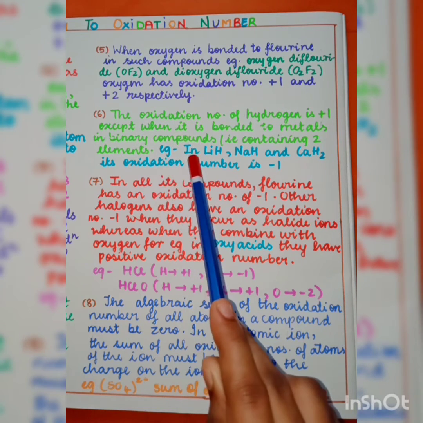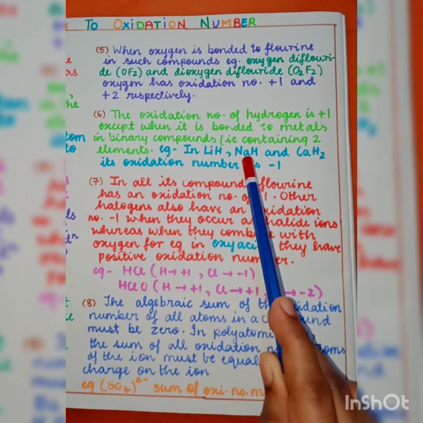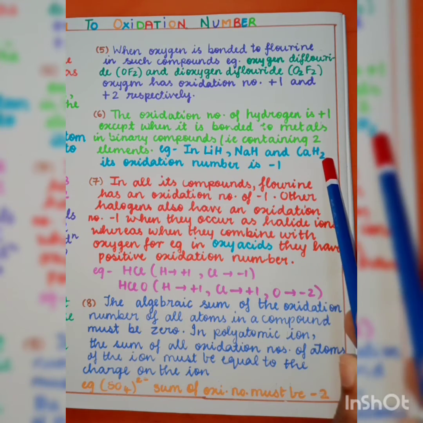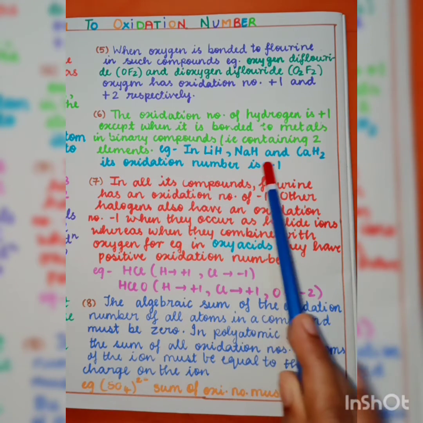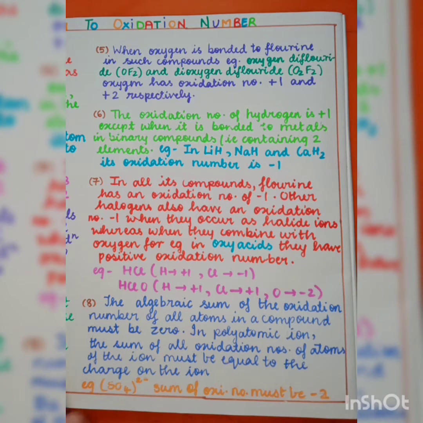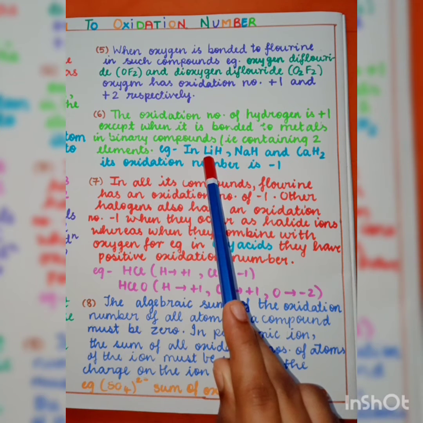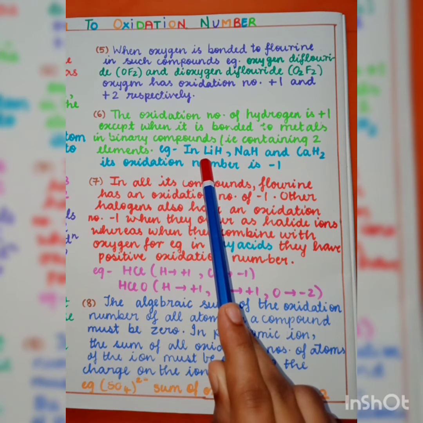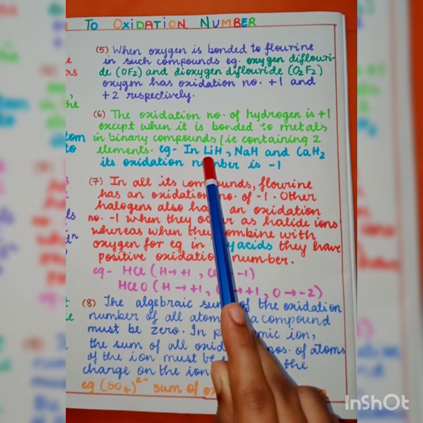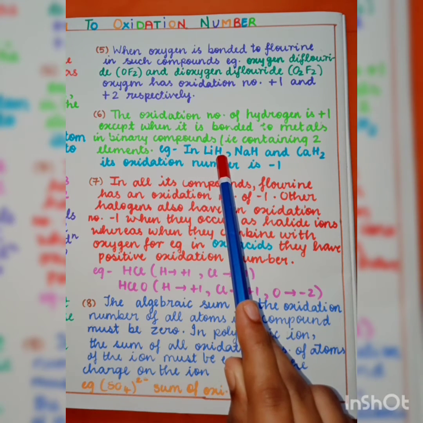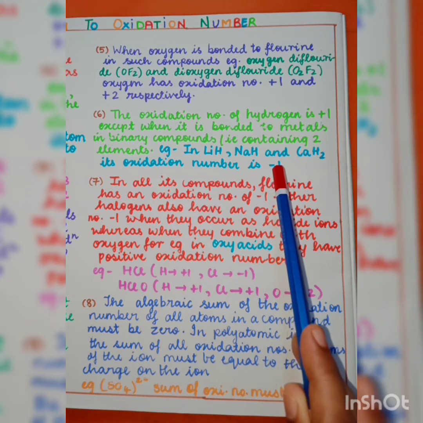For example, in LiH, NaH and CaH2, its oxidation number is -1. As I told you in my introduction, the more electronegative element gets a negative oxidation number and the less electronegative element gets a positive oxidation number. Since in these examples metals are usually electropositive, therefore lithium gets a positive oxidation number which is +1, and hydrogen becomes more electronegative, therefore it gets a negative oxidation number which is -1.